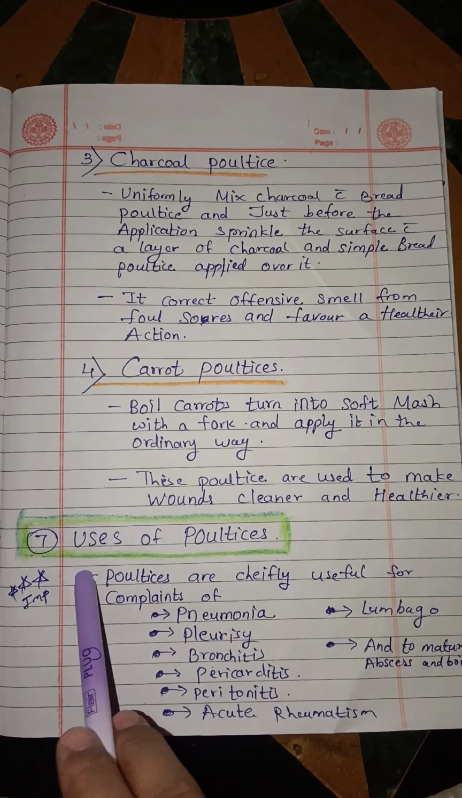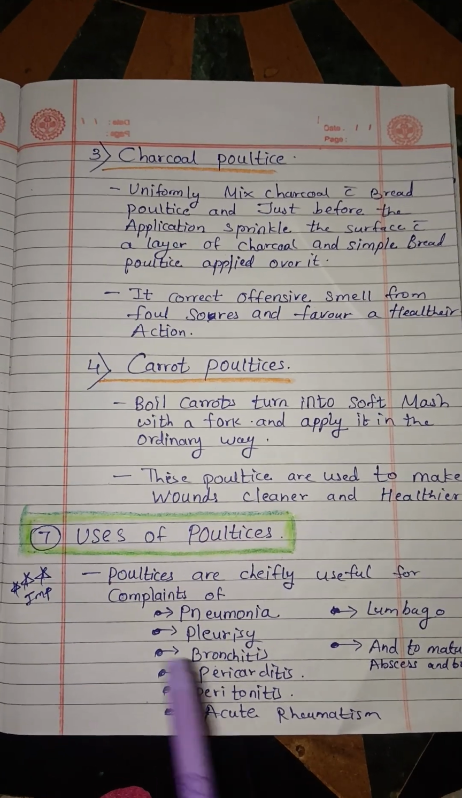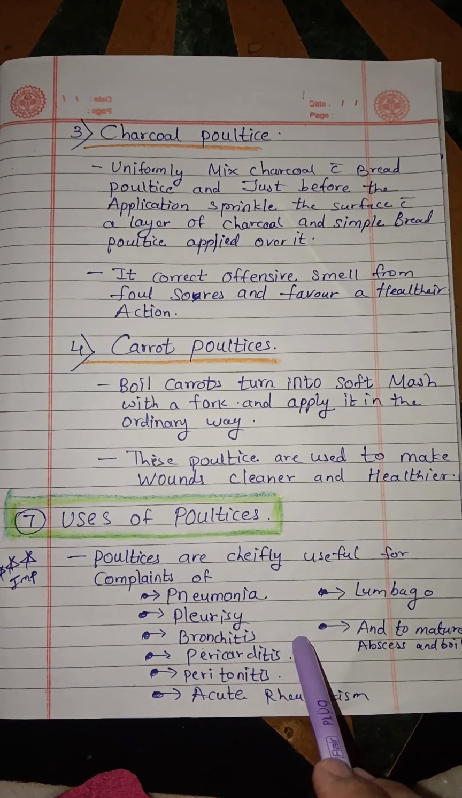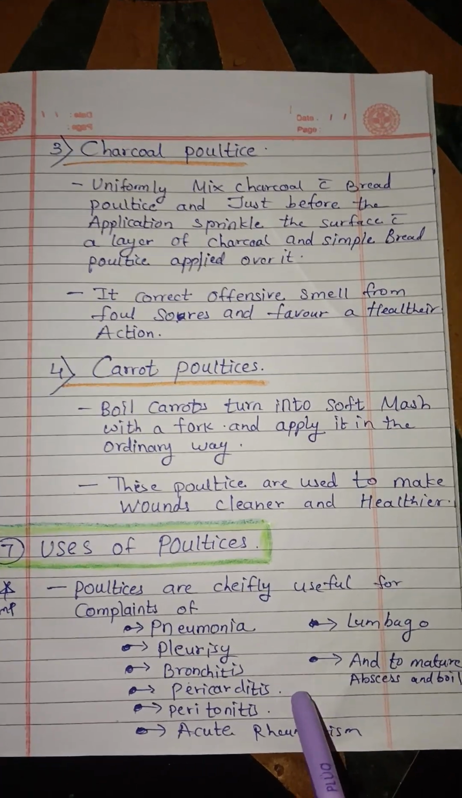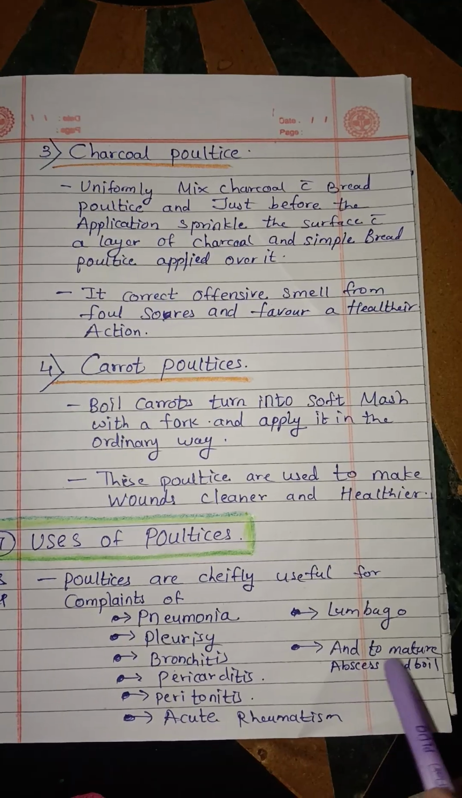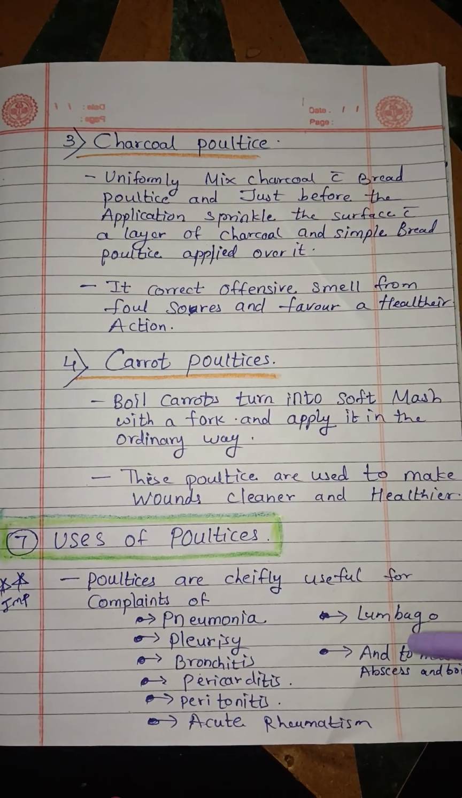The next one is the use of poultice, meaning what are the uses, in which conditions they are used. Poultices are chiefly used for complaints of pneumonia, pleurisy, bronchitis, pericarditis, peritonitis, acute rheumatism, lumbago, and to mature abscess and boils. So this was all for this question.